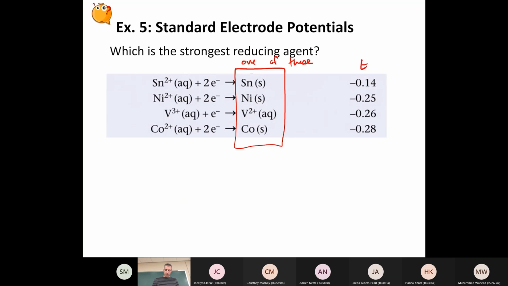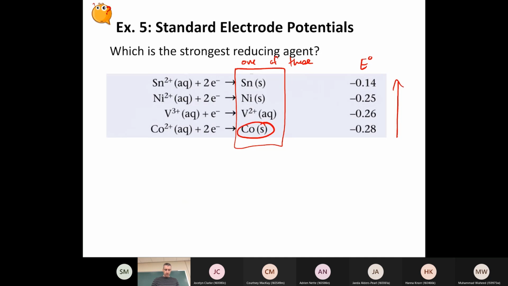This value here is our E0 value. It's basically telling us how badly they want to give away electrons or how badly they want to receive electrons. So what we find out is, the higher the value is, the more positive it is, the more spontaneous it is for it to absorb electrons. The further down the list it is, the more it wants to get rid of those electrons.